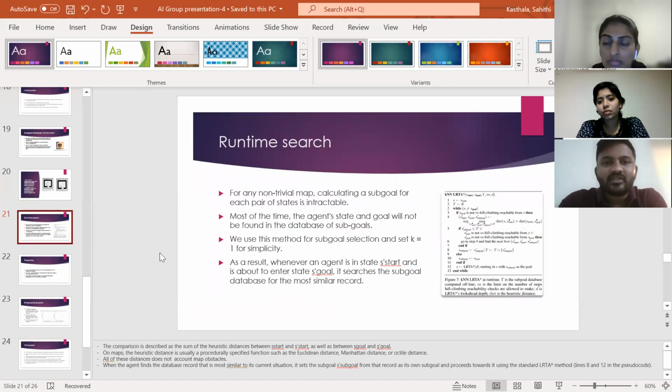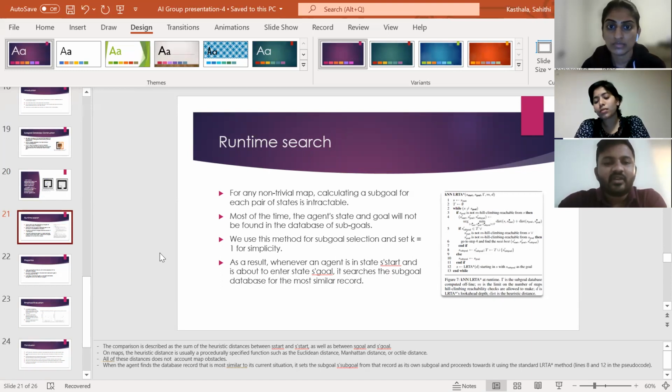In the next slide, we can see the runtime search. We use runtime search for non-trivial maps. Most of the time, the agent state and the goal state will not be found in the database of subgoals. The comparison is described as a sum of heuristic distances between the start states and between the goal states. On maps, the heuristic distance is usually a particularly specified function such as Euclidean distance. All of these distances do not account for the map obstacles.